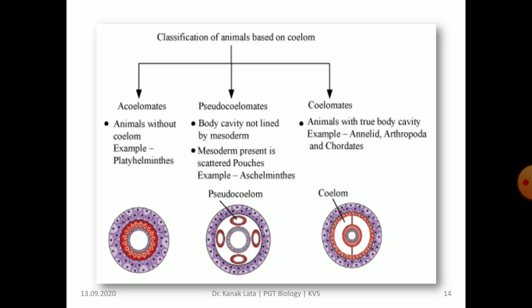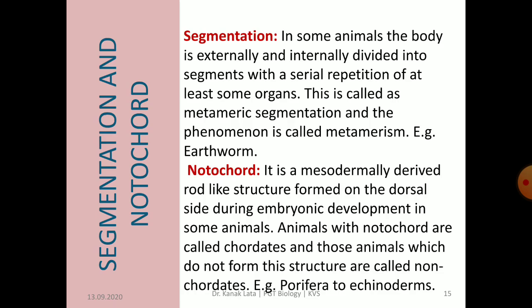In the case of acoelomates, the animal is without coelom. Example is Platyhelminthes. In pseudocoelomates, the body cavity is not lined by mesoderm. Mesoderm is present in scattered pouches, and this is present in Aschelminthes. And the last, coelomates: here animals have a true body cavity, that is coelom, and examples are annelids, arthropods and chordates.